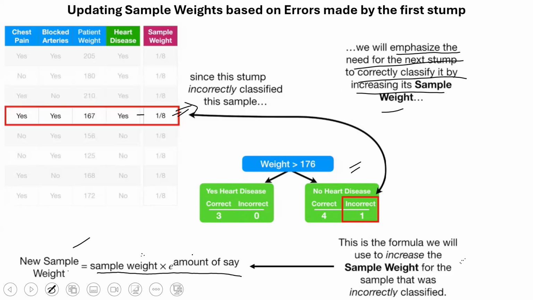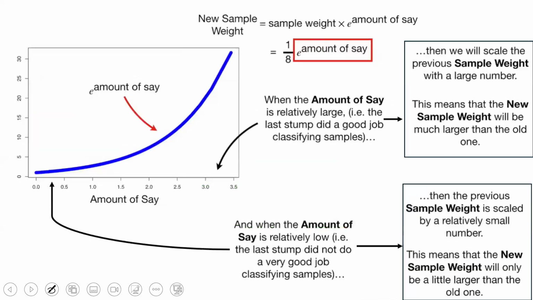So this is the new sample weight for the incorrectly classified records in AdaBoost. The new sample weight is calculated by using the existing sample weight multiplied by e to the power of amount of say. What is amount of say? Amount of say is nothing but the amount of say of the stump which has wrongly classified that particular record.